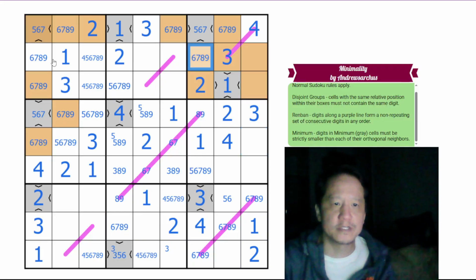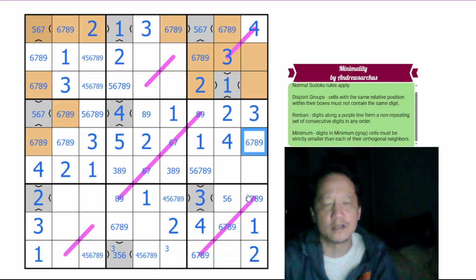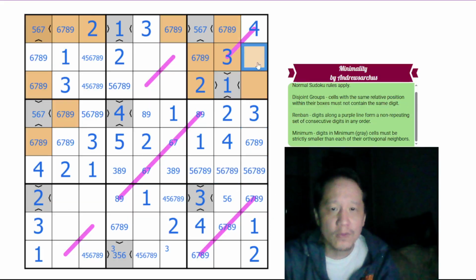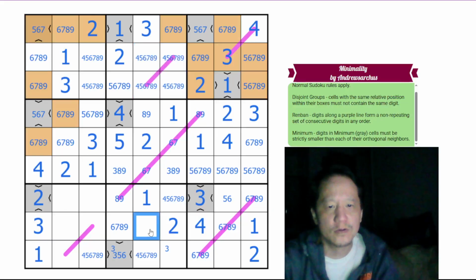Right, we had a 6, 7, 8, 9 quadruplet in the left central disjoint positions, which eliminates 6, 7 through 9. So this can't be 6 through 9, it's 5, which means this can't be 5. That means this can't be 5. This has to be 6, 7, 8, 9. We have 5 through 9 here. This is 5 through 9 here. 4 through 9 here.